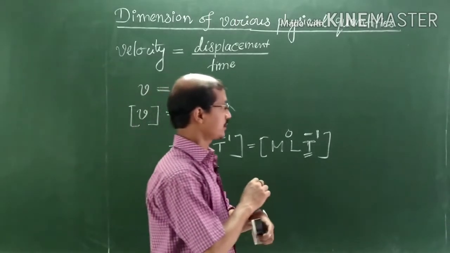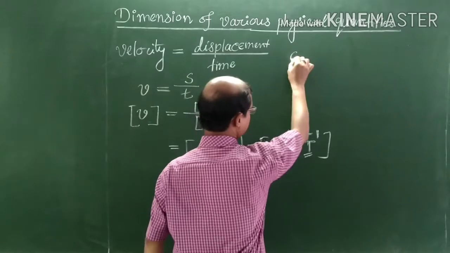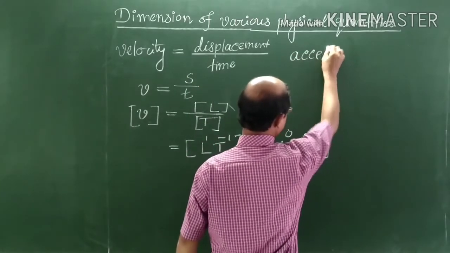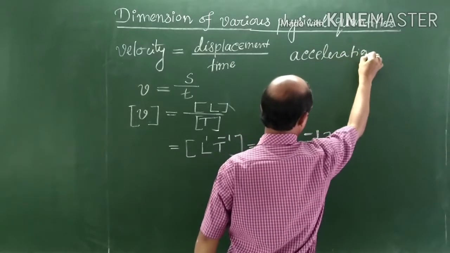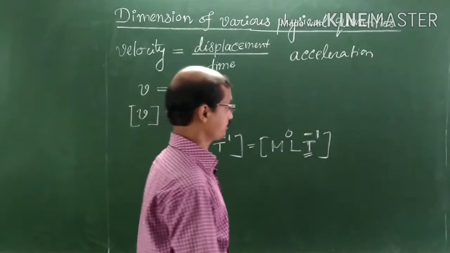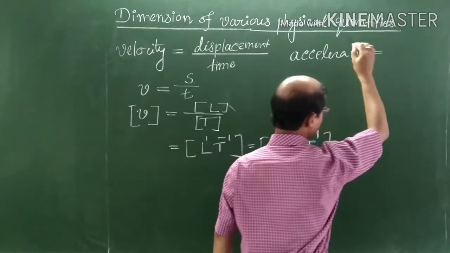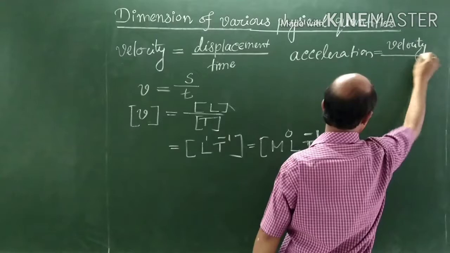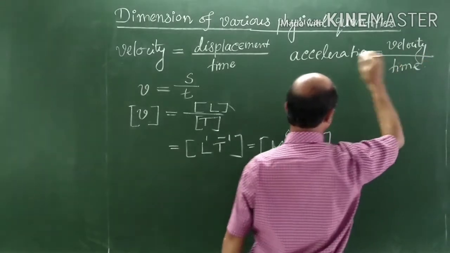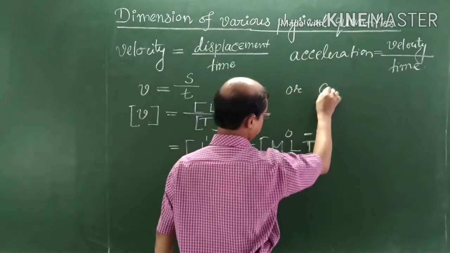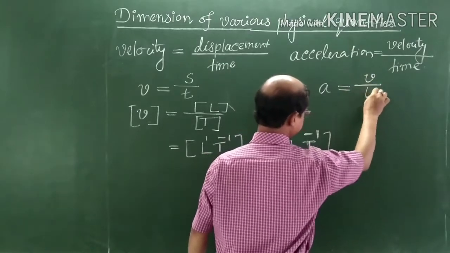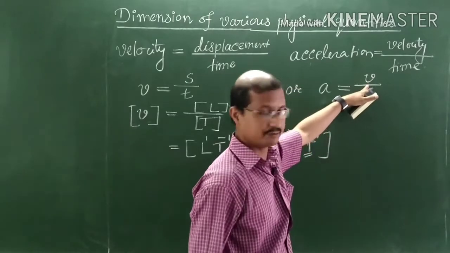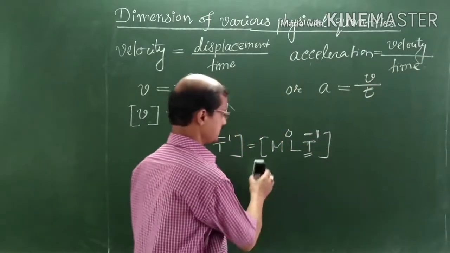The next physical quantity is, suppose, acceleration. Now I am going to derive dimension of acceleration. Now what is the formula? Formula is velocity by time. Or you can write in this way: A equals V by T. Acceleration is represented by A, velocity is represented by V, time is represented by T.